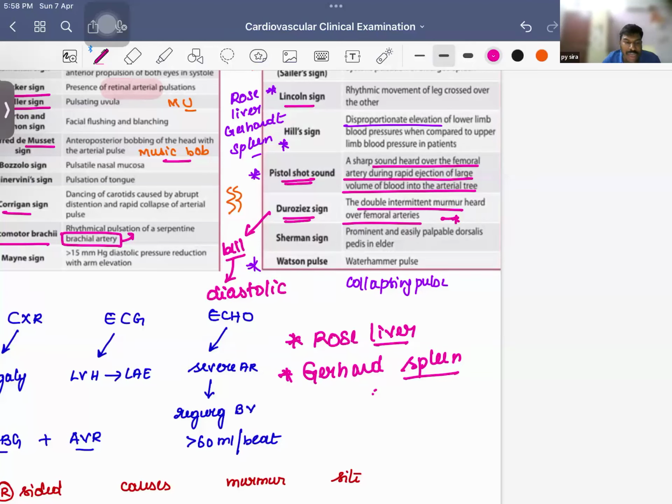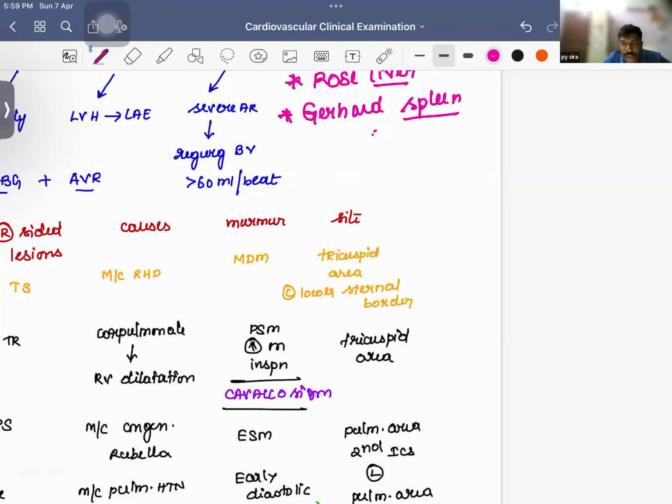The next thing they can ask you is, what is Hill sign? There is a chance they will ask. Hill sign is a sign of aortic regurgitation. Whenever the systolic blood pressure minus the diastolic blood pressure is more than 60, it significantly indicates that the patient has aortic regurgitation. This Hill sign can also be used to assess the severity of aortic regurgitation.